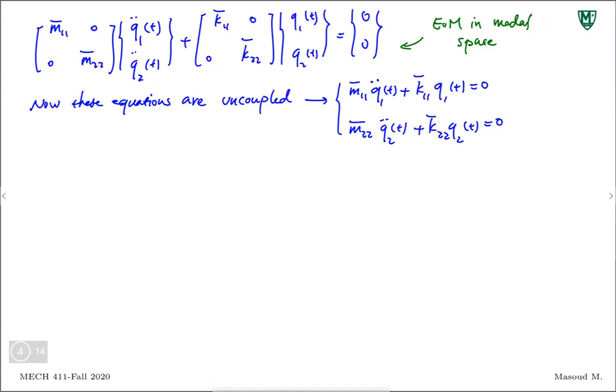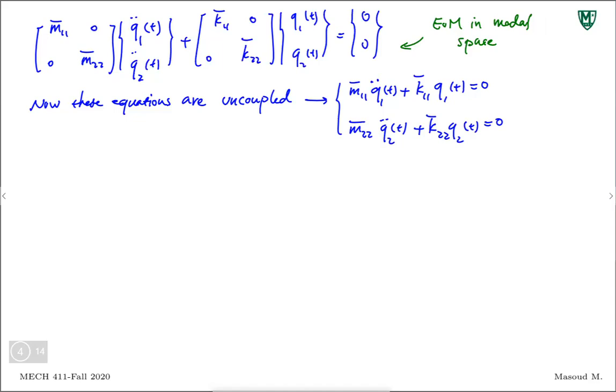Now we have a system that is uncoupled, meaning that the first one is just a single degree of freedom system, right? It's what you know from before: Mx double dot plus Kx is equal to 0. And the second one is also Mx double dot plus Kx equal to 0. It's very easy to solve now. You don't have to go through any other process. From here, you already know how to solve this, from what you know for a system with single degree of freedom.